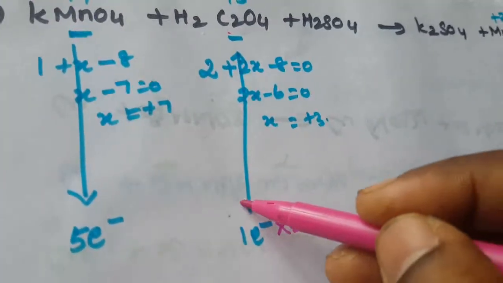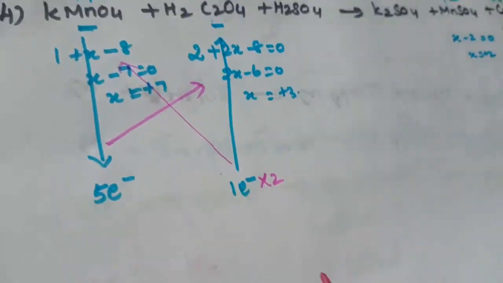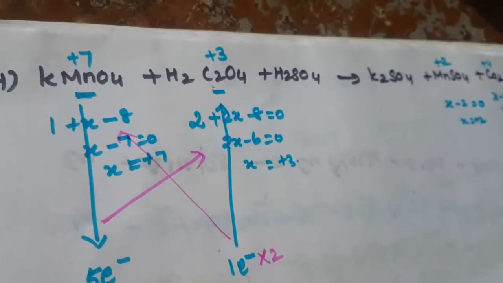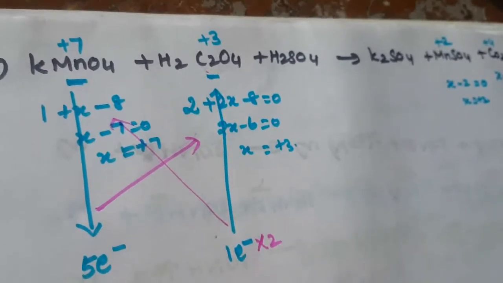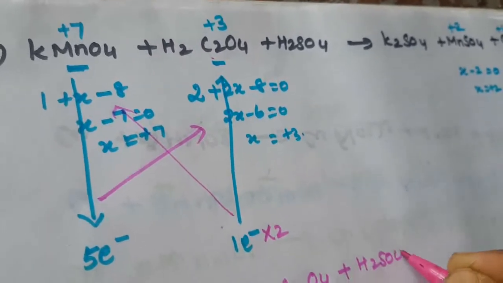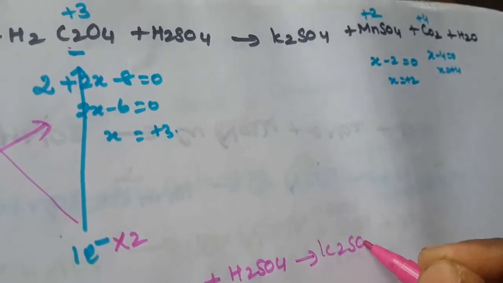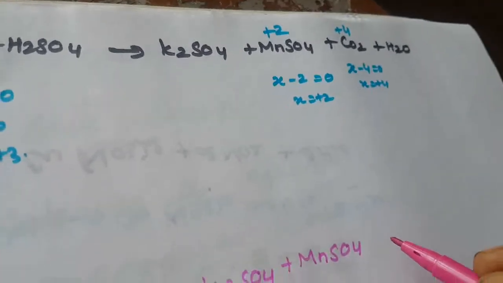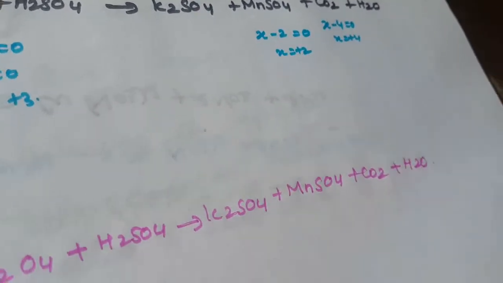Now you are cross multiplying the two equation, right? Cross multiplying the equation. What is that answer? So 2KMnO4 plus 5H2C2O4, then H2SO4, then K2SO4 plus MnSO4 plus CO2 plus H2O. Okay, so this is the equation.